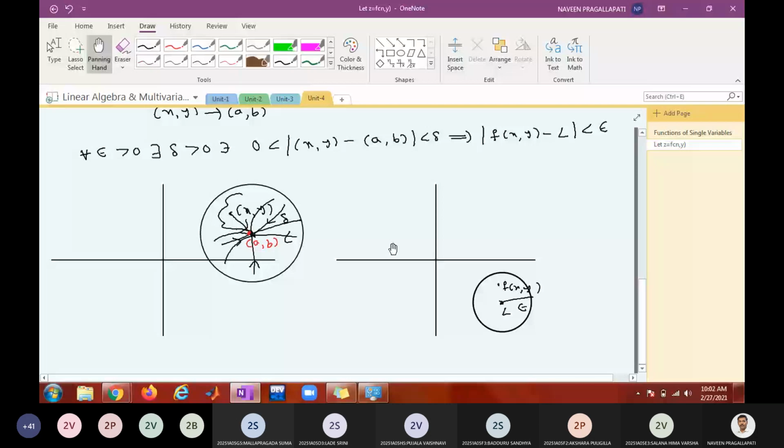But in order to say the limit does not exist, it is sufficient to prove that the limit does not exist along one path, or you consider any two paths and show that the limit along those two paths is different. Is this point clear to all of you?